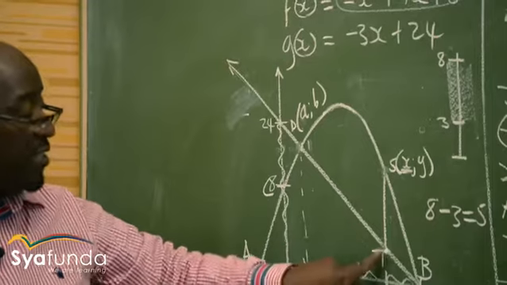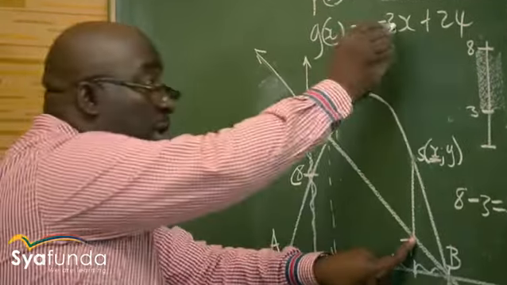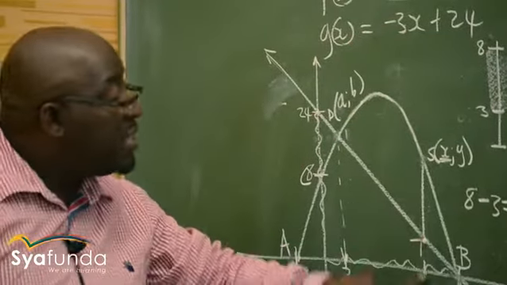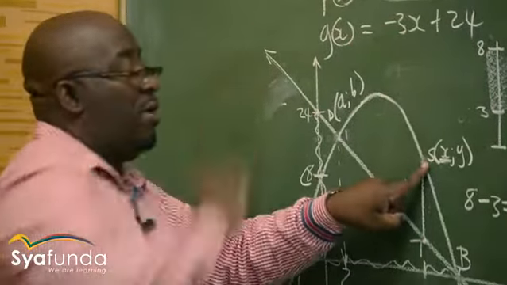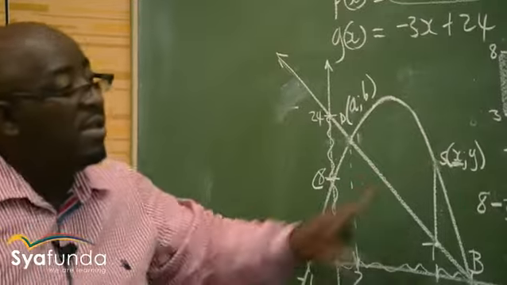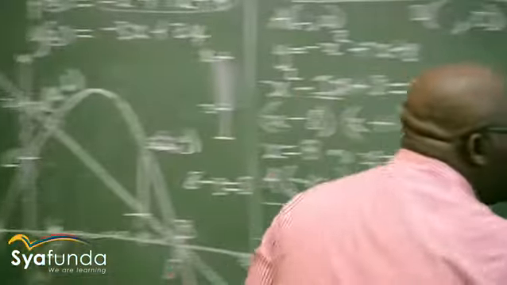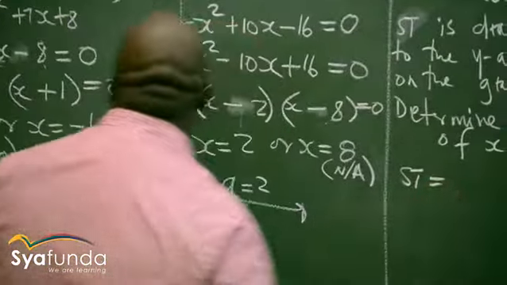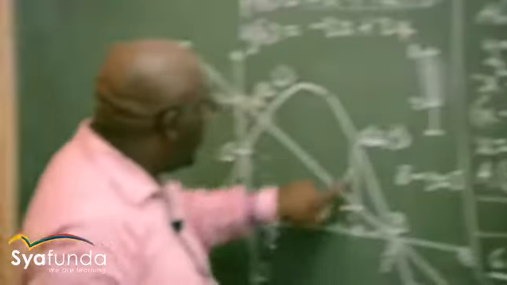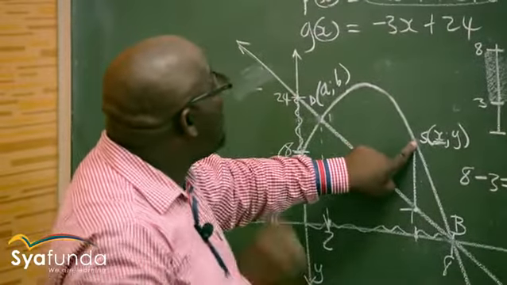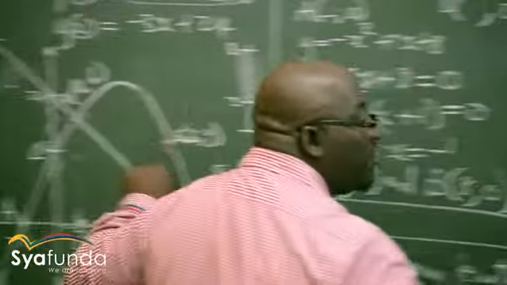So this graph is sitting at this one, the straight line. This next one is sitting at the parabola. So to find ST, ST would be equal to this graph, which is this one, the graph F. So it will be f of x.